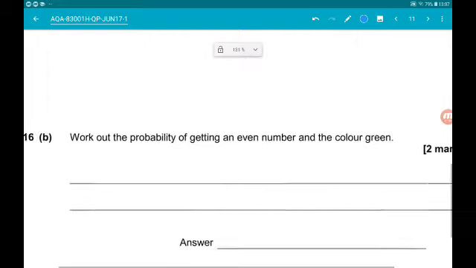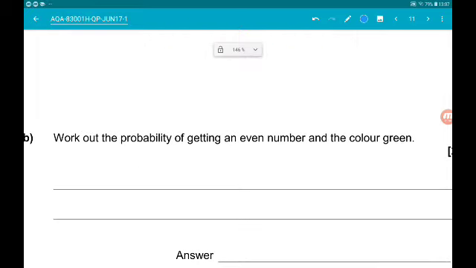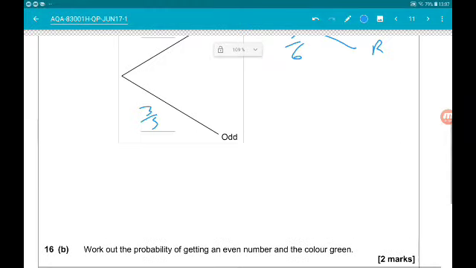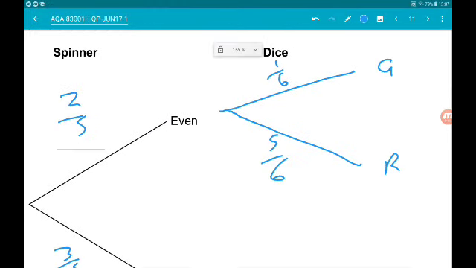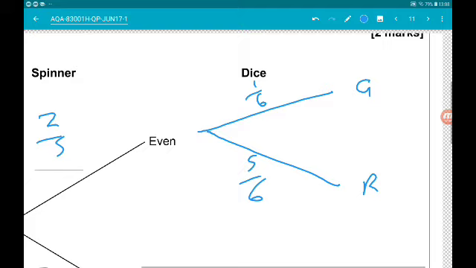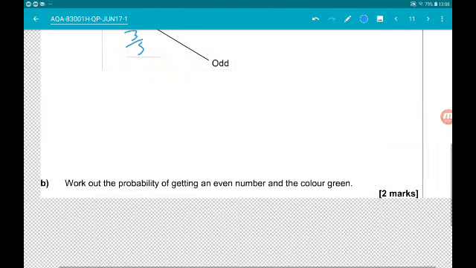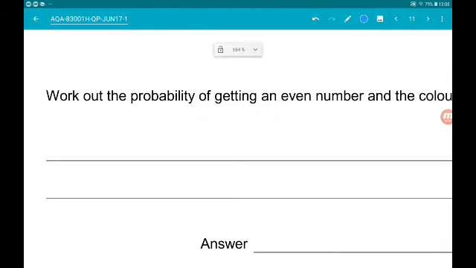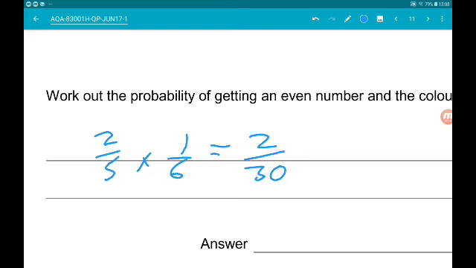Okay, then part B wants us to work out the probability of getting an even number and the colour green. So, when you're going along tree diagrams, you multiply the probabilities together. So we're going to have 2/5 times 1/6. So 2/5 times 1/6 is 2/30, which simplifies to 1/15.